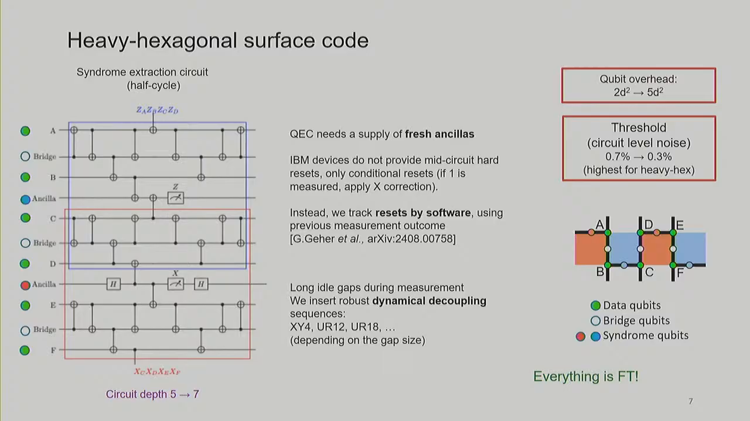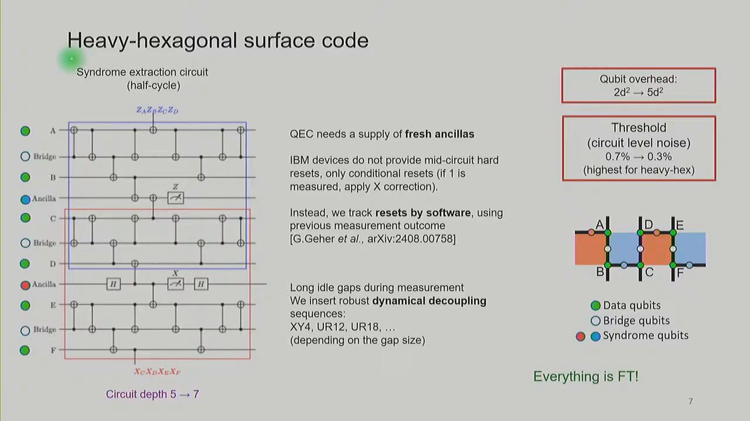We also had some other troubles when implementing the code on the heavy hex lattice, and IBM devices in particular. First one is that quantum error correction requires a supply of fresh ancillas for single instruction, but IBM devices do not implement unconditional reset operators, which means that in principle we cannot reuse ancillas. We solved that by tracking resets by software.